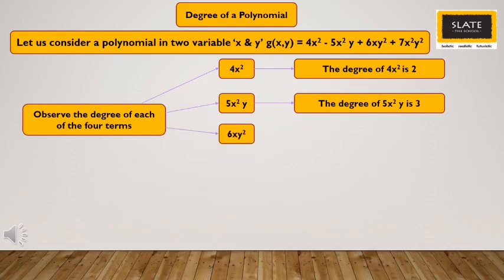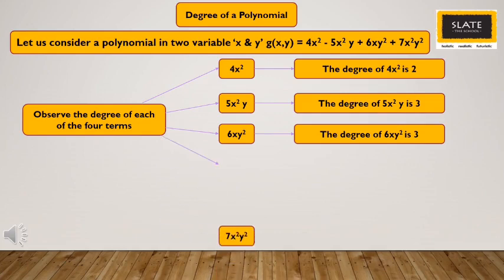Third term is 6xy square. In this term also, there are two variables x and y. Exponent of x is 1 and exponent of y is 2. Sum of these exponents is 1 plus 2 is equal to 3, which becomes degree of the term 6xy square.